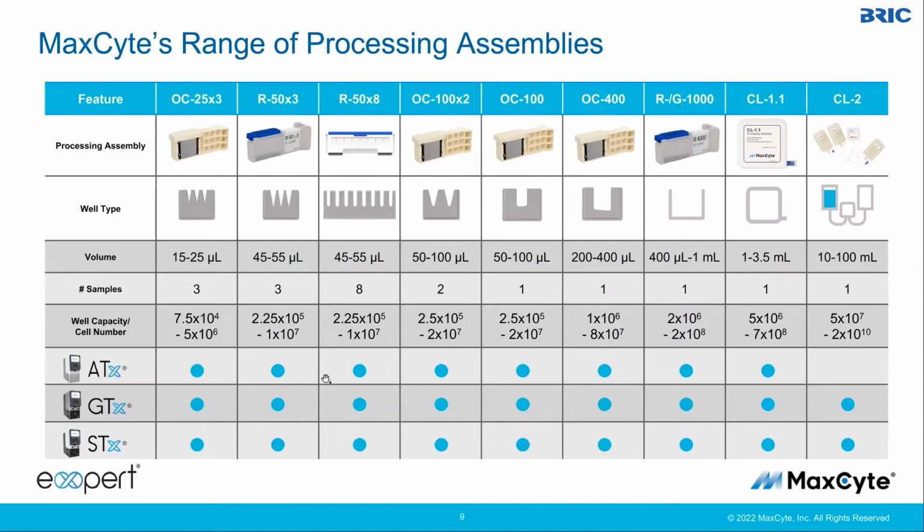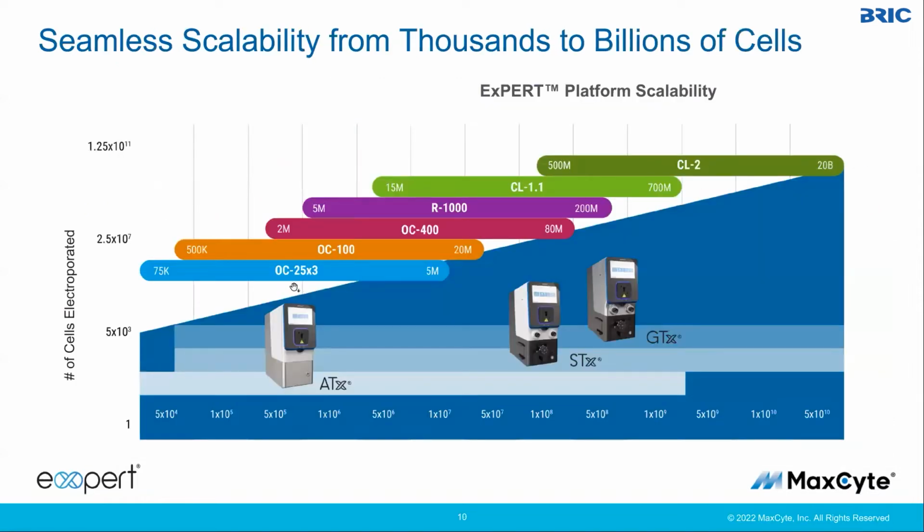So all of these instruments can accommodate the static PAs, processing assemblies, up to the CL 1.1, and only the CL2 can be accommodated by the GTX and STX. This schematic, sorry, illustration, shows in different colors the different processing assemblies that you can use depending on what your needs are.